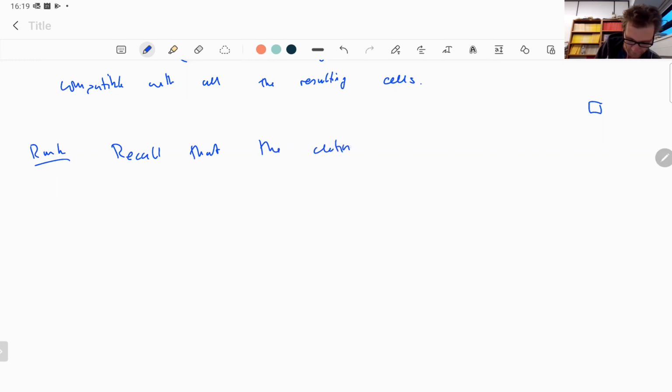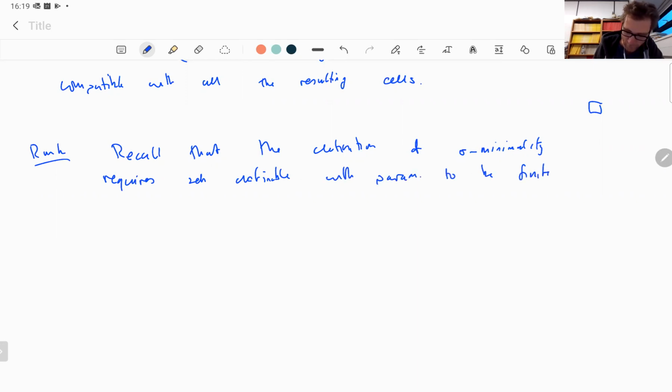So remember that the definition of O-minimality requires all definable sets with parameters to be finite unions of points and intervals.